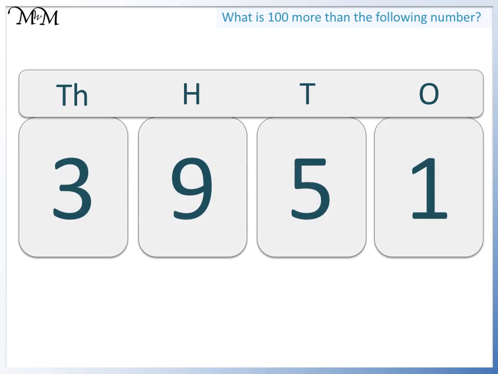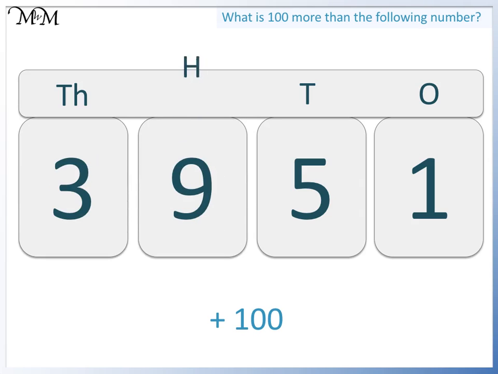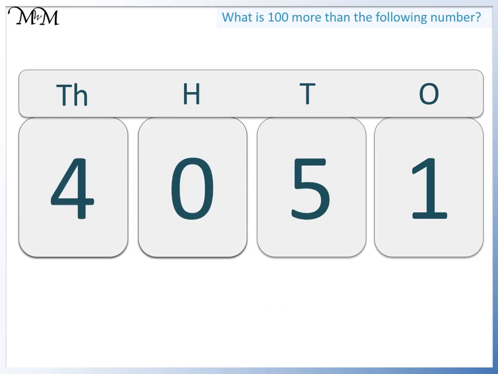What is 100 more than 3951? To add 100, we add 1 to the hundreds column. 9 plus 1 equals 10. Because we have 10, we add 1 to the thousands column and have a 0 in the hundreds column. Or, to make it easier, to add 1 to the hundreds column, we can think of this as 39 add 1 makes 40. So the answer is 4051.